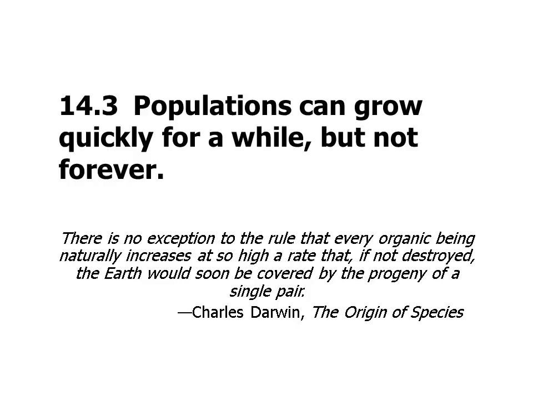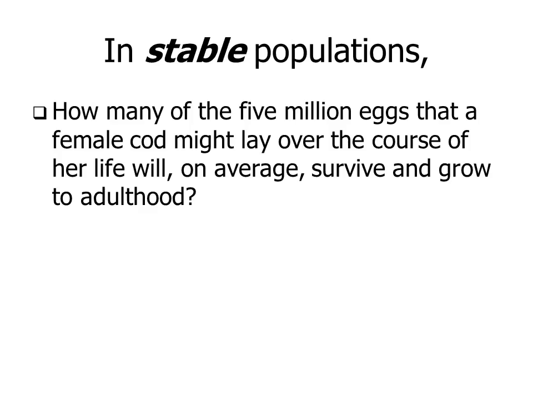There is no exception to the rule that every organic being naturally increases at so high a rate that if not destroyed, the earth would soon be covered by the progeny of a single pair. So if left unchecked, any species would continue to reproduce and reproduce and reproduce until they're the only one left. So there are different ways that these populations are regulated so that doesn't happen.